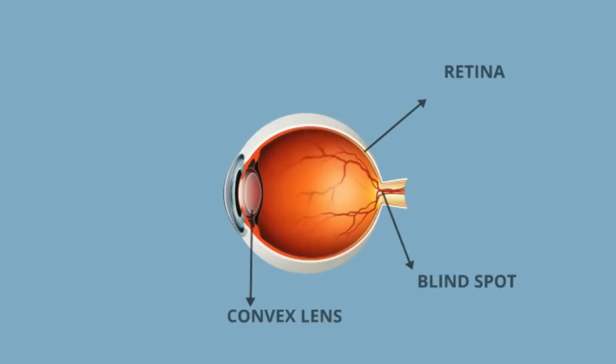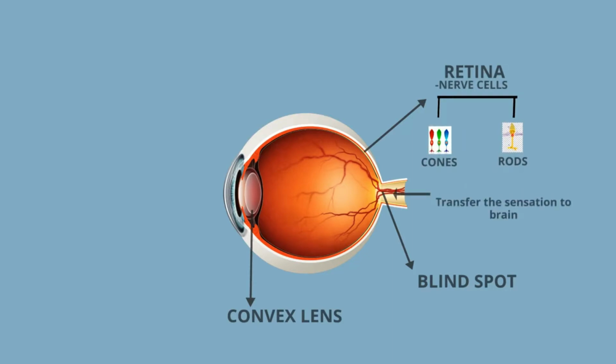There is a blind spot present in the eye. We know that the convex lens present in the eye focuses the light on the retina, and the retina has two types of nerve cells, called cones and rods. These cells transfer the sensation to the brain through the nerves. These transporting nerves are present in front of the nerve cells, and they are connected directly to the brain, and hence they transfer the message to it. They go to the brain through this region, and this region is called the blind spot.